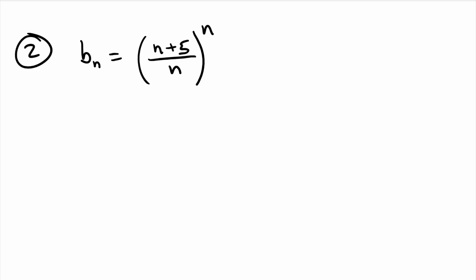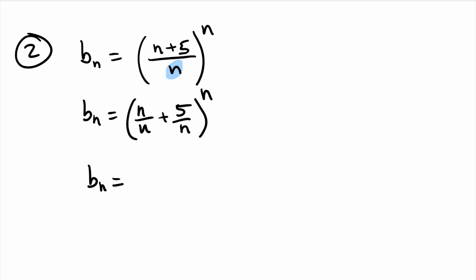So we're going to want to take this limit, but I want to change it up a little bit. You see the single term down below? Let's write it a little different. You know what I mean? It's n over n plus 5 over n raised to the nth. So this is b sub n is equal to 1 plus 5 over n raised to the nth.